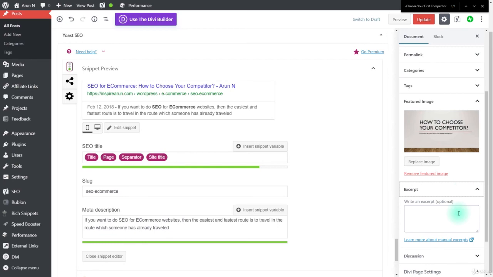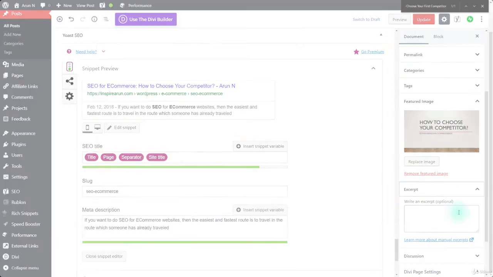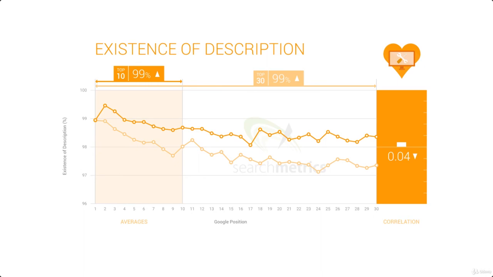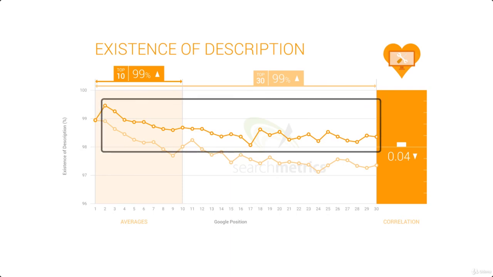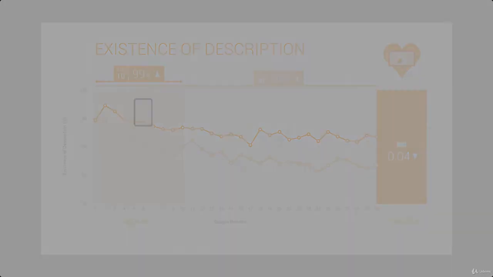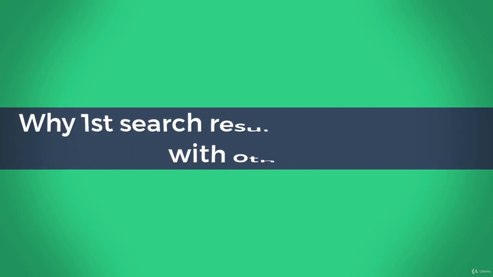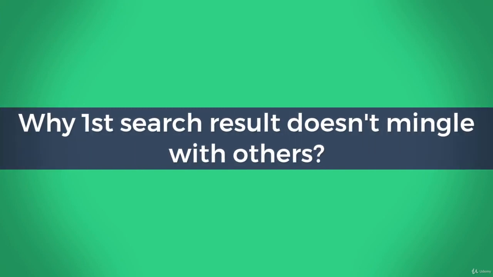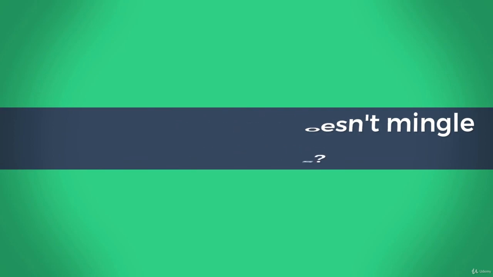Earlier, while analyzing the research data, you might have wondered that the percentage of existence of heading tags or meta description is increasing gradually from the last search result to the second search result. But why is there a sudden drop in the first search result? So, in the next lecture, let's see why the first search result doesn't mingle with the factors that we see from the second to the last one.